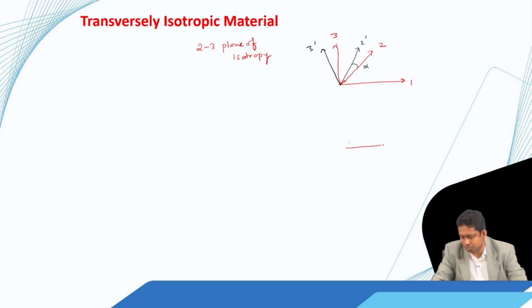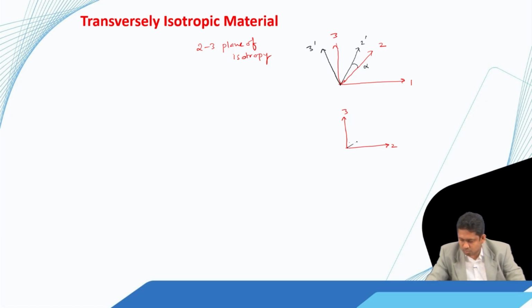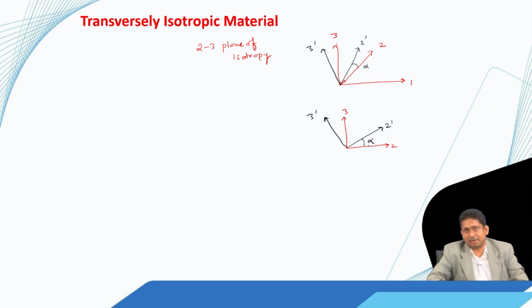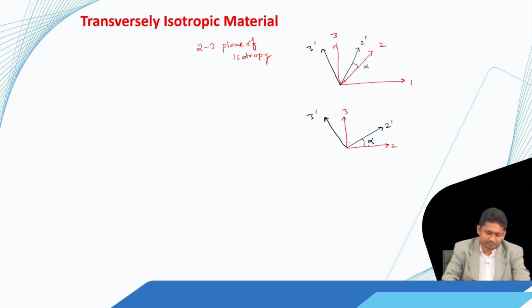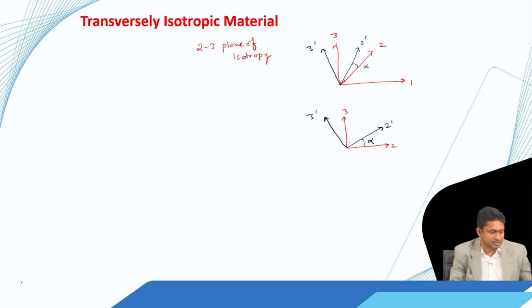We have the original system 2, 3 and we have the rotated system 2 prime and 3 prime, and the angle between them is alpha. So, it is a pure rotation with respect to axis 1. Now, since it is isotropic plane, that means the properties in any direction is all the directions are same. So, that is why instead of taking discrete 90-degree rotation, we are taking any generalized rotation alpha, and now with the help of that we will prove the properties of these materials.